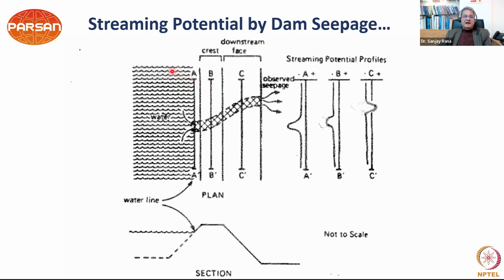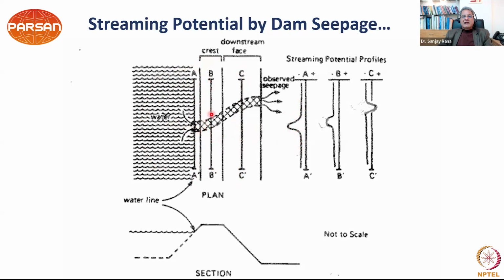So let's say we are having this dam. This is the crest of the dam. This is the reservoir. So we can do one line in the reservoir, one line on the crest, and then one or two lines on the dam face, wherever we have things like berm. Wherever the water entry is taking place, we have a profound negative SP development taking place.